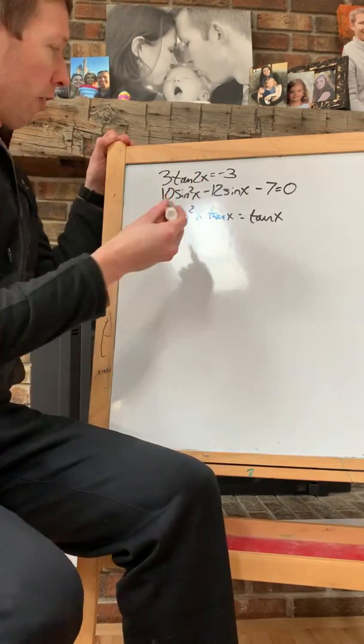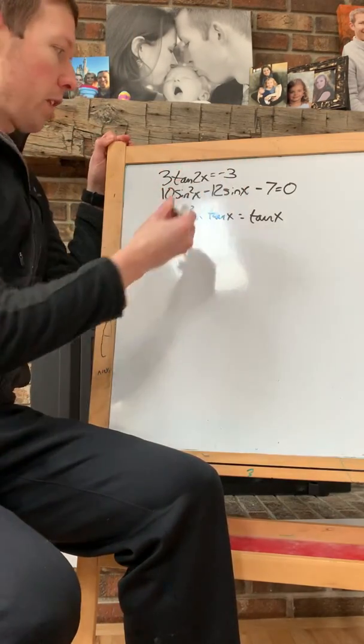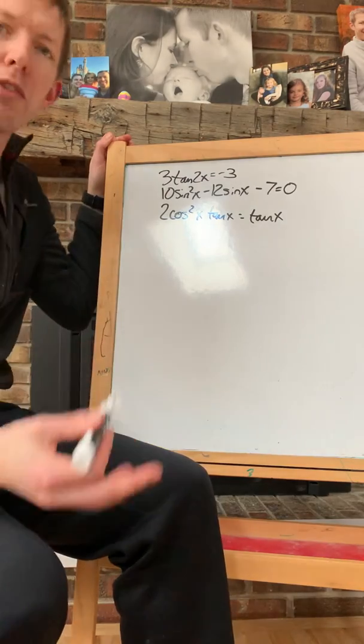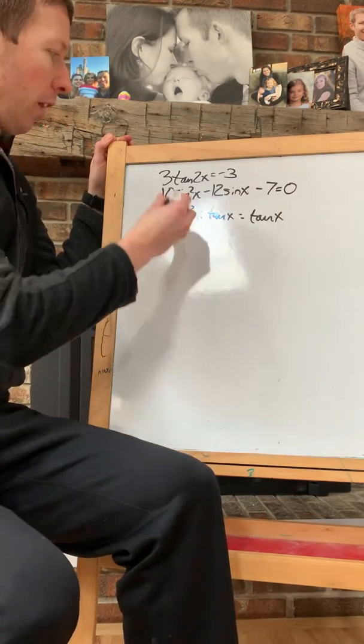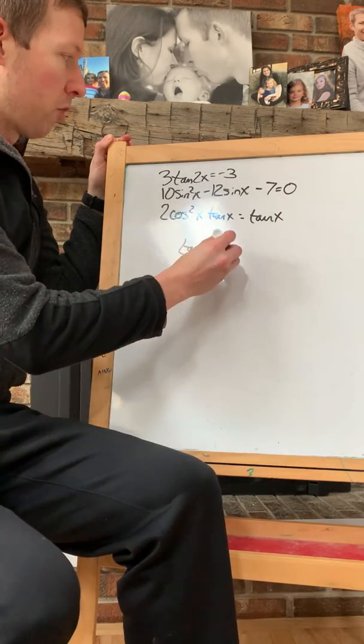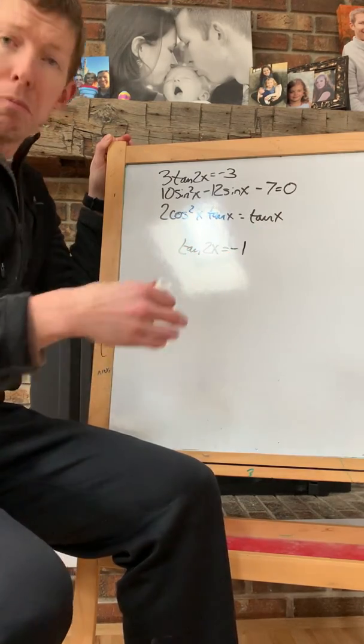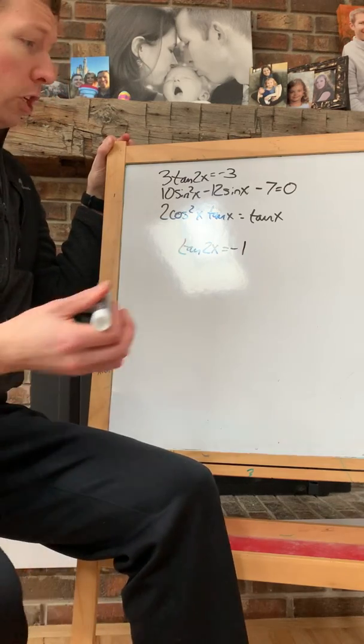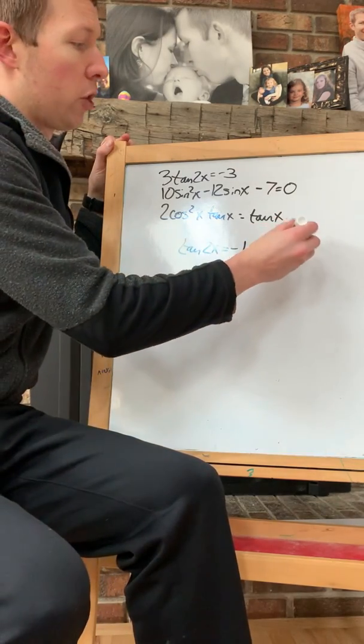We have, as our first problem, 3 times the tangent of 2x equals -3. At first glance, this doesn't look very complicated. You'd probably say that the tangent of 2x is equal to -1. Pretty straightforward.